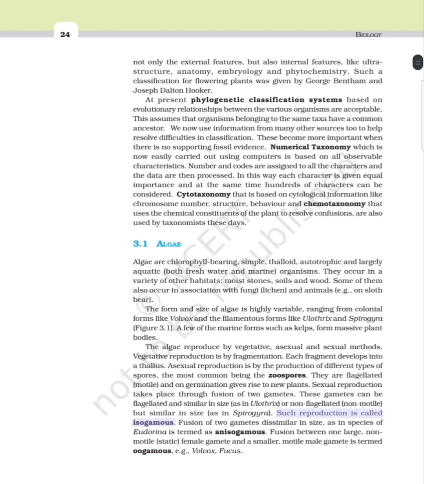Such reproduction is called isogamous. Fusion of two gametes dissimilar in size, as in species of Eudorina, is termed as anisogamous. Fusion between one large, non-motile, static female gamete and a smaller, motile male gamete is termed oogamous, e.g., Volvox, Fucus.